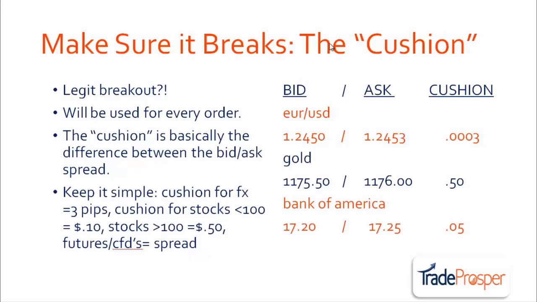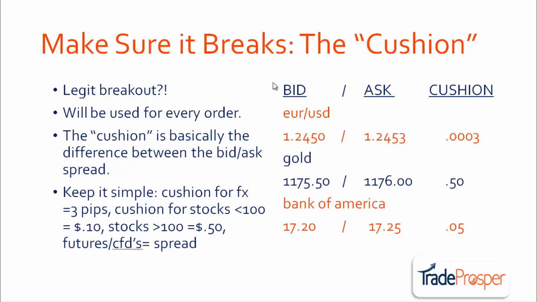Now, what is the cushion? The easiest way to explain it is that the cushion is going to ensure that we have a legit breakout, not just a touch of the 55-day high or 55-day low. We will be using it for every order that we place, and the cushion is basically the difference between the bid-ask spread. So if you're going to buy on a break of a 55-day high, you take the 55-day high price and add the cushion to it. If you're going to sell on a break of the 55-day low, you take the 55-day low price and subtract the cushion from it. Let's look at an example here.